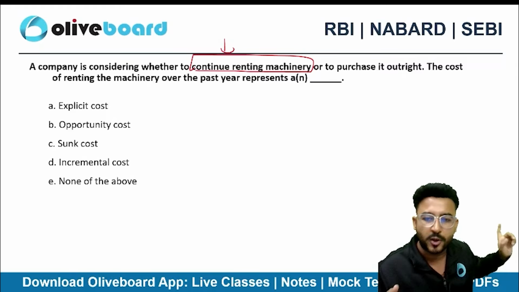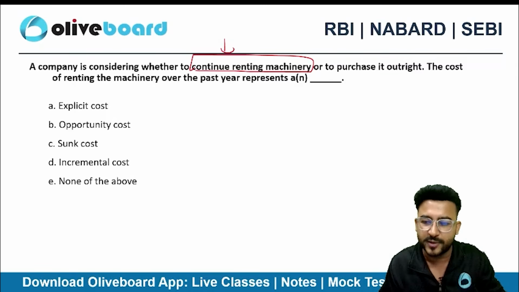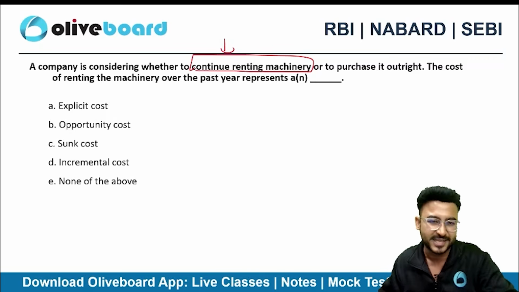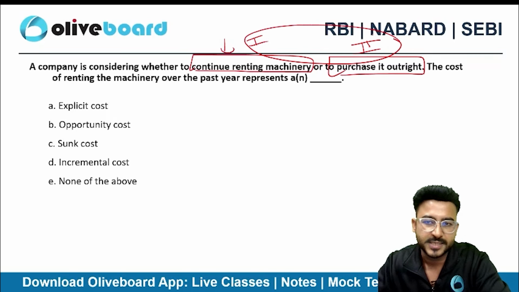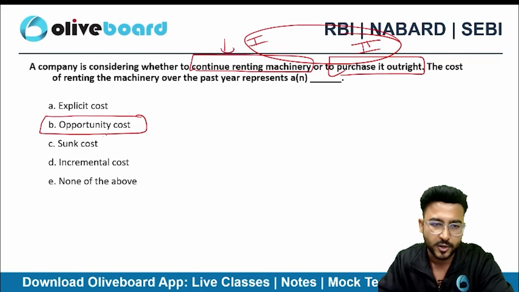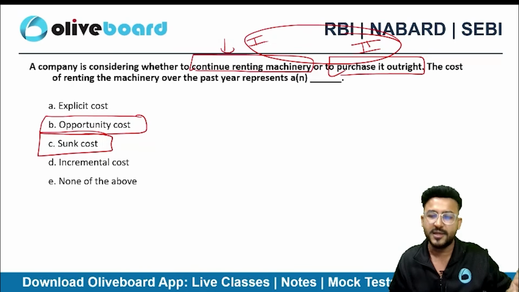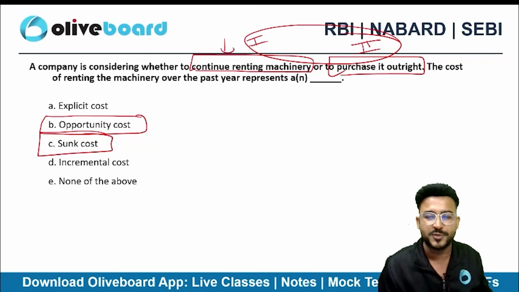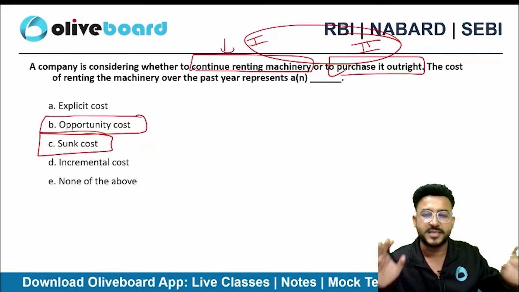That means I was already renting the machinery. Now I'll tell you, Vaishali, why you are confused between B and C. Because they have given you 2 options: purchase it or rent it. That's why you are confused between opportunity cost and sunk cost. But there is no place for this confusion. Why? Because this is not a rent or purchase question.